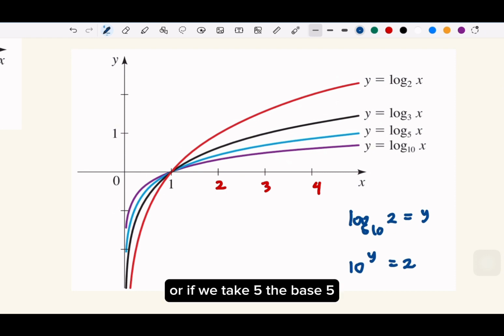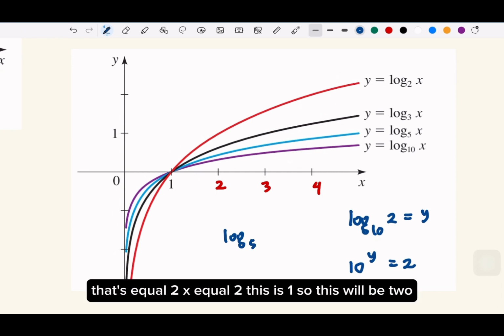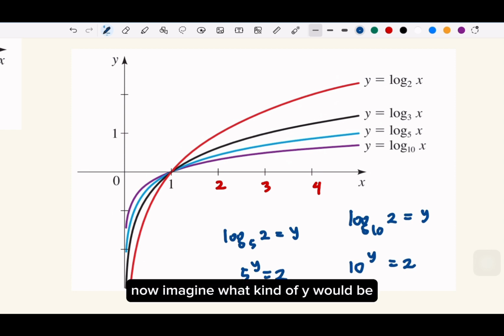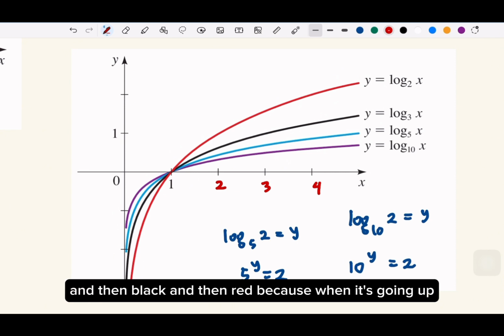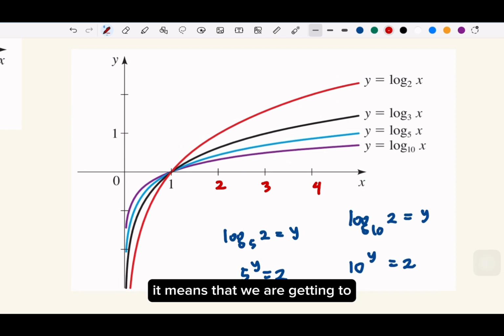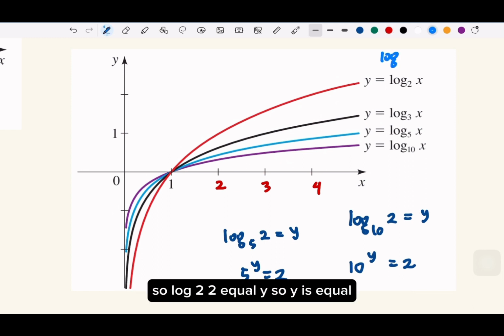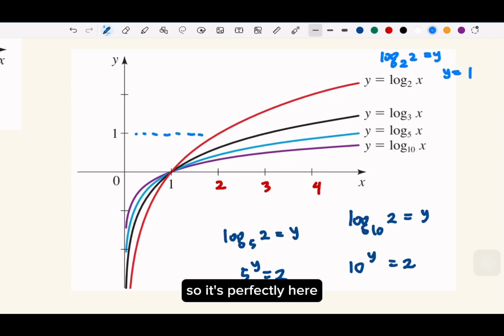Or if we take base 5, with x equal 2, this is y. So this will be 5 with power of y equal 2. Now imagine what kind of y it would be. For 10 to make it into 2, y should be really, really small. That's why the purple color is the lowest, and then blue, and then black, and then red. For this one, log base 2 of 2 equal y, so y is equal 1. So it's perfectly here. I hope you get the idea. That's because of the base.